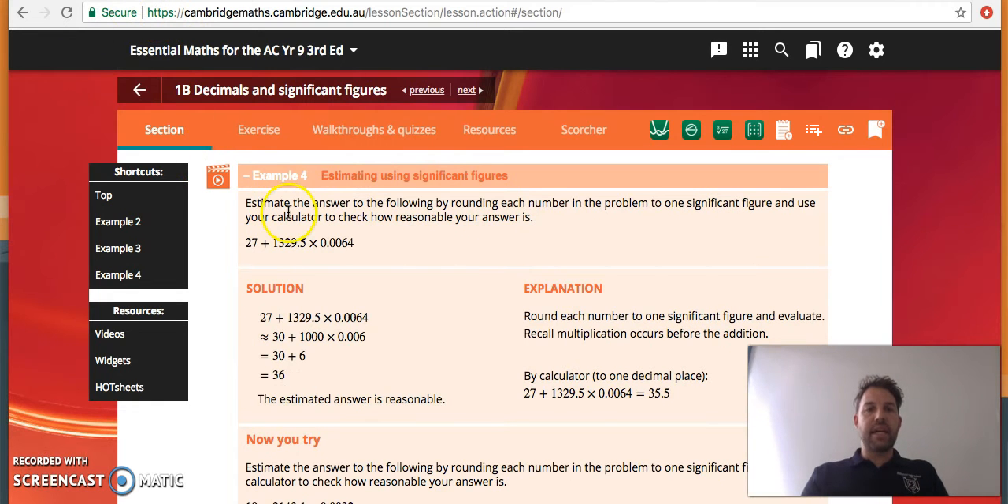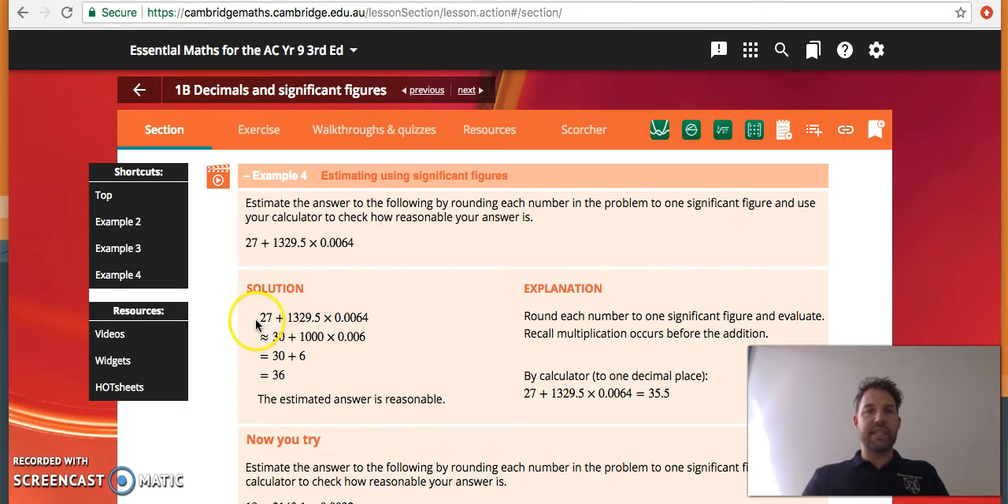Example number 4 asks you to round each of the numbers, so there's 3 numbers here, to 1 significant figure each, and then do the sum and see what your answer is. Then they're asking do the sum without the rounding and see what the answer is and see how close it is. All right, so 27 rounded to one significant figure.